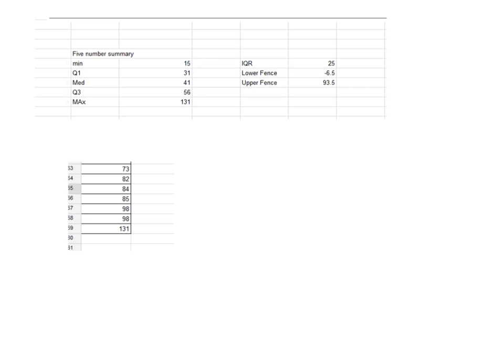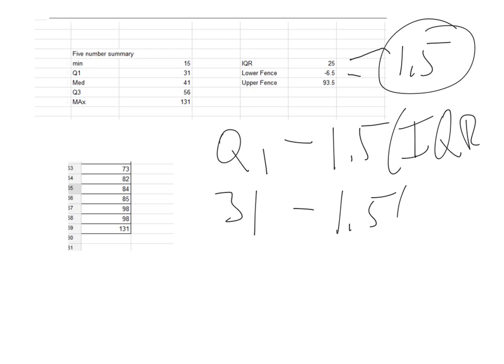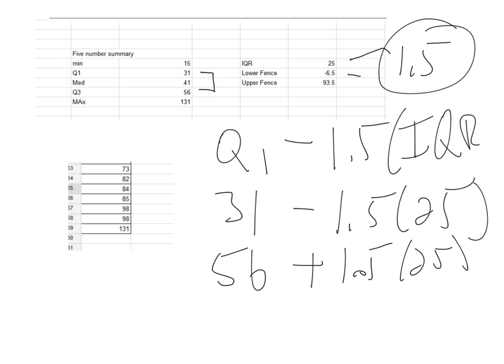One way to figure an outlier, and you've read this in the textbook, is to use the interquartile range: you take 1.5 interquartile ranges and add it and subtract it. So I took Q1 and subtracted 1.5 times the IQR. To get this lower fence, negative 6.5, I took 31 minus 1.5 times 25, because that's the interquartile range, the difference between the upper quartile and the lower quartile. For the upper fence, I took Q3, which is 56, and added 1.5 times 25. That's where I came up with 93.5.